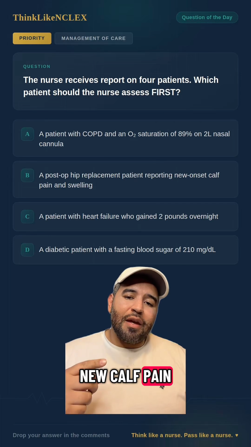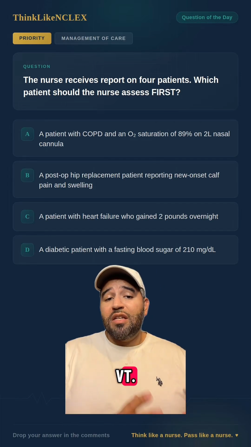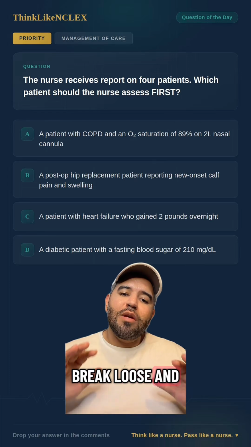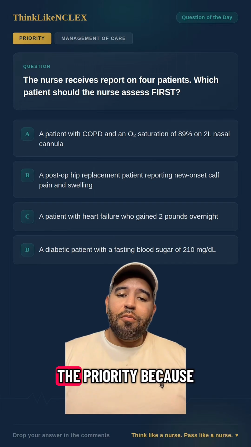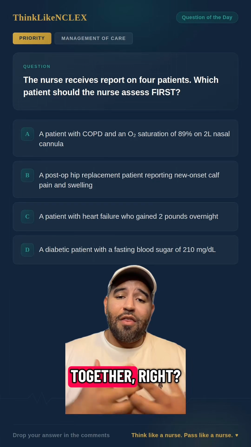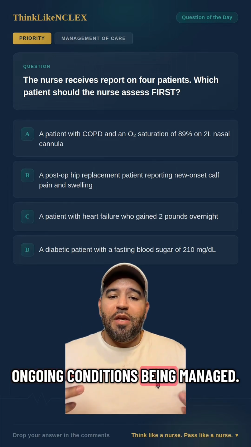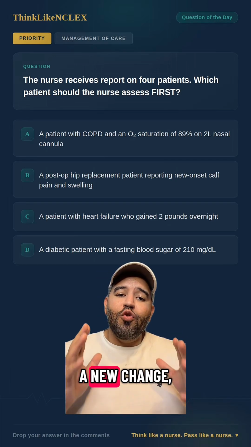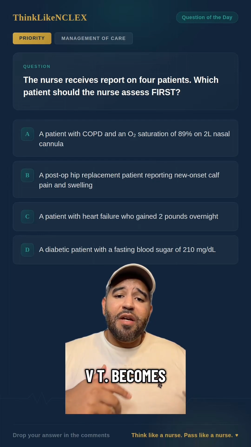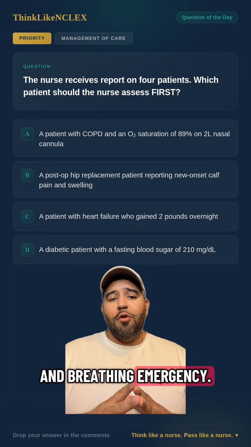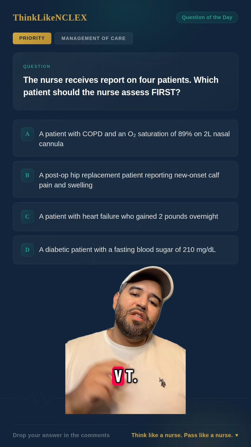Now they have new calf pain and swelling in one leg. That's a textbook DVT presentation. And a DVT in a post-op patient can break loose and become a pulmonary embolism. And that's immediately life-threatening. So this is the priority because of 2 frameworks working together, right? Acute over chronic, and the other 3 patients have ongoing conditions being managed. Patient B has a new change, a new onset, right? And it's directed to ABCs. If that DVT becomes a PE, it's a circulation and breathing emergency. You're not treating a PE yet, but you're preventing one by catching the DVT now.